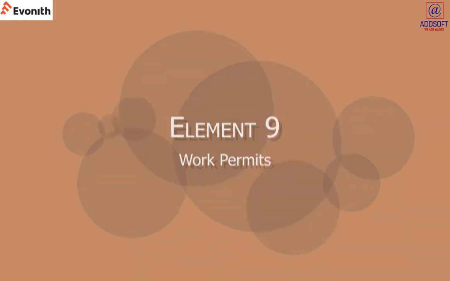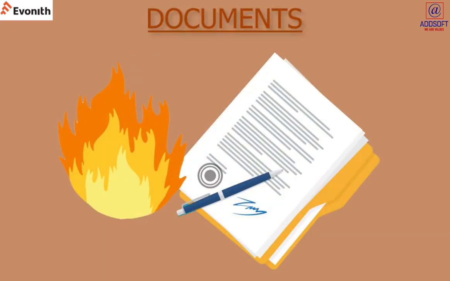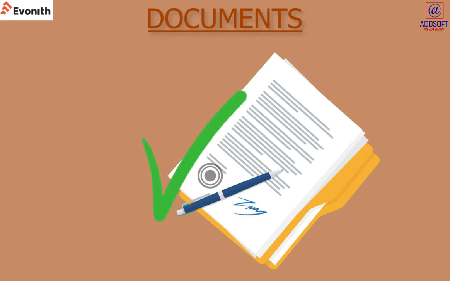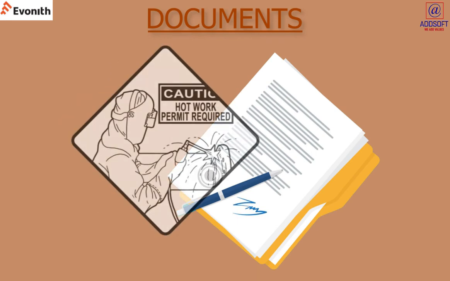Element 9. Work permits. Required fire protection or prevention has been implemented prior to work. Authorized for work. Equipment where hot work is to be performed.